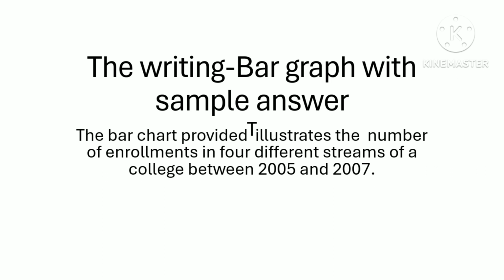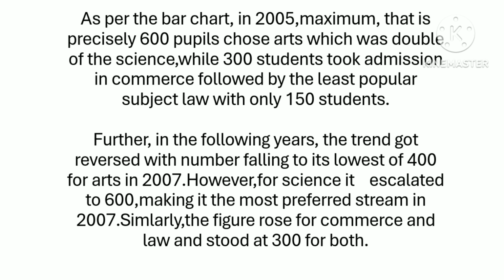Then we will move to the second and the third paragraph, in which I have written the report with all the main features and comparisons. This is a year-wise chart. So first we will start with 2005, write all the important features, the subject that was studied the most, the least popular subject, all other comparisons, the main features, but along with data. Sometimes students write the features but not the data. It is important to write the data as well.